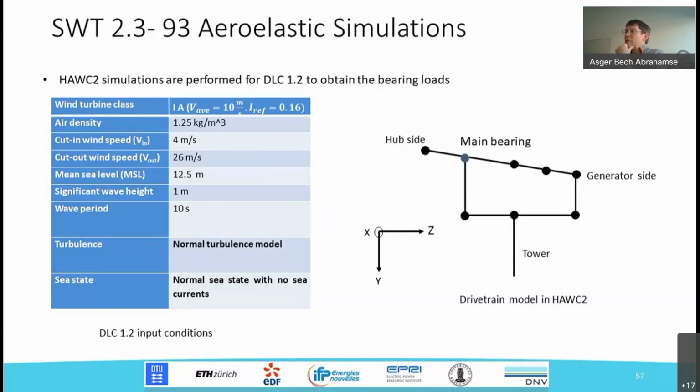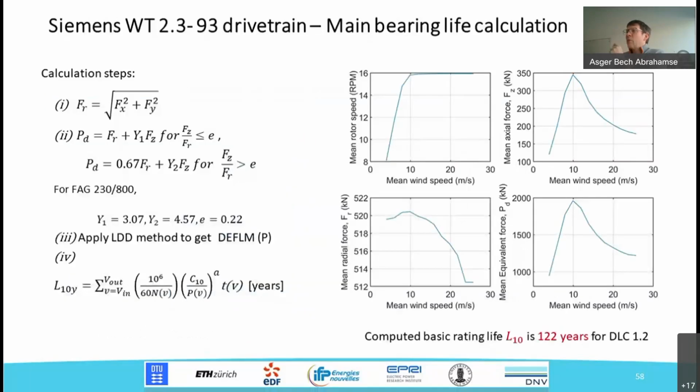So mean sea level is 12 meters. The significant wave height is 1 meter. The wave period of the water waves is 10 seconds. We are just running normal turbulence in the wind specification, and we also say that this is normal sea state. And then by doing all this, we can actually simulate what are the loads coming into the bearing, and based on the radial and the axial loads, we are capable of calculating the bearing loads based on specifications of that specific bearing coming from the manufacturer.